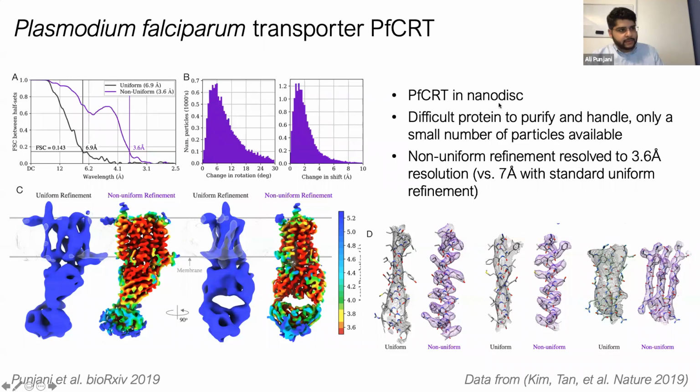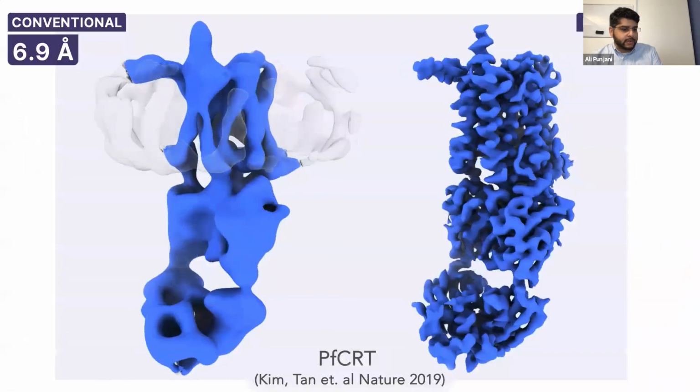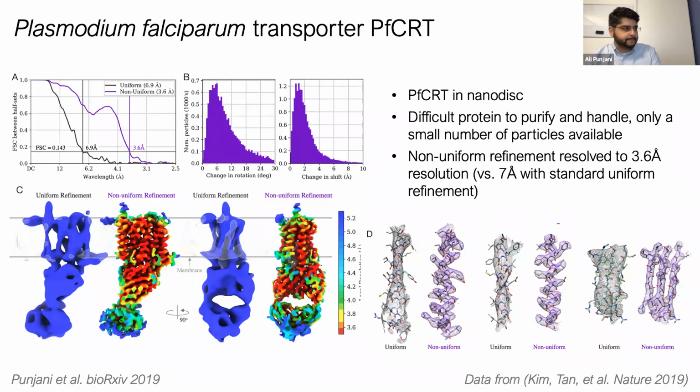And it was very difficult to purify and handle, apparently, which is why there's only a small number of particles available, something like 17,000 particles, I believe. Using just standard refinement techniques, in whichever way they're implemented, yields only a 7 angstrom reconstruction in this case.